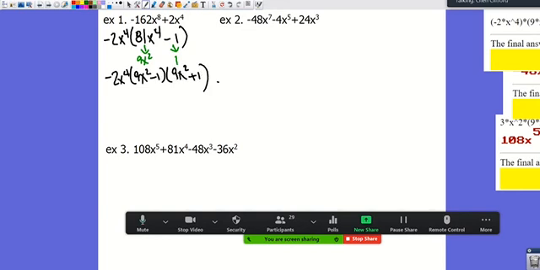And then you can perfect square this yet again. This is 3x, that's 1. And we get negative 2x to the power of 4, 3x minus 1, 3x plus 1, and 9x squared plus 1.